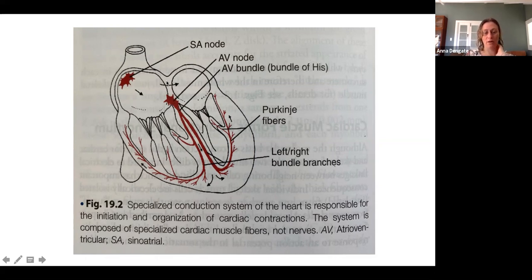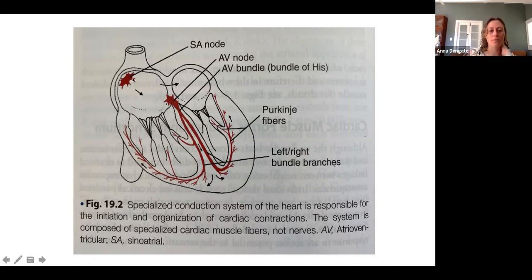The impulse goes across the atria to the AV node and then specifically down the bundle of His, out to where it splits into right and left bundle branches. And then they all branch off into Purkinje fibers, which makes sure that the action potential is triggered at multiple locations in the ventricle so that the ventricle can contract all at once.